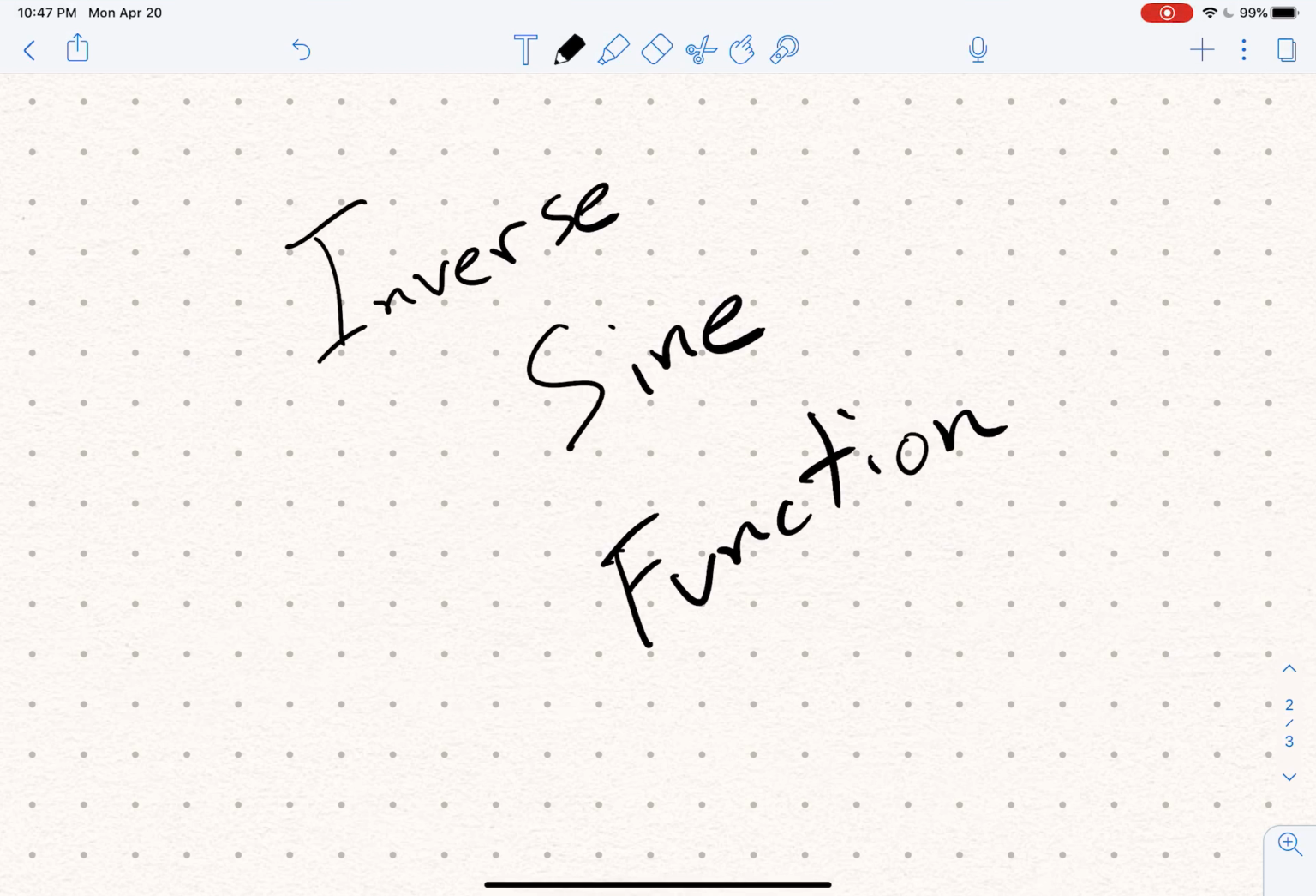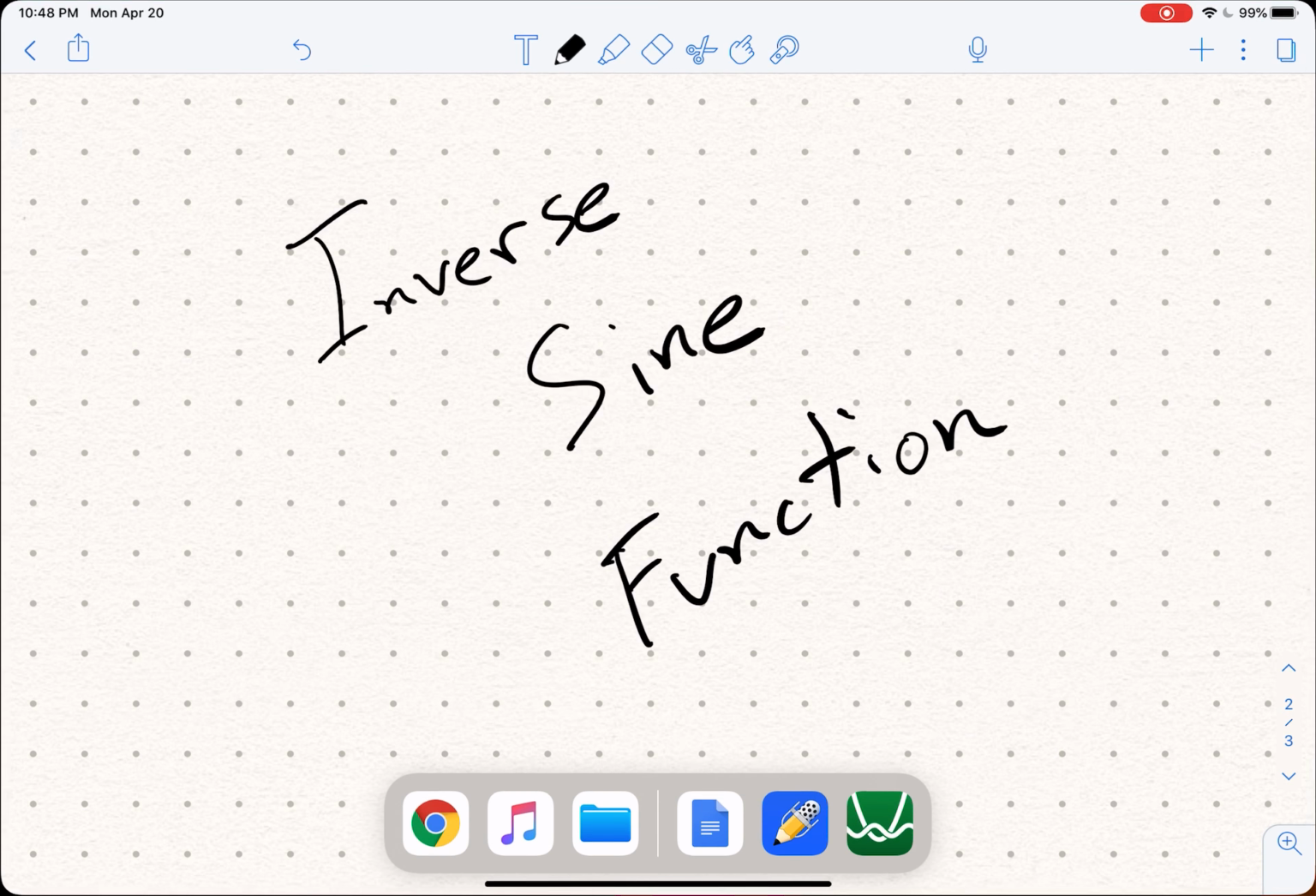Okay, we've dealt with tangent. Now let's talk about the inverse sine function. We are going to run into similar problems with tangent, and we'll solve them in a similar way. So let's go ahead and look at the graph of the sine function.